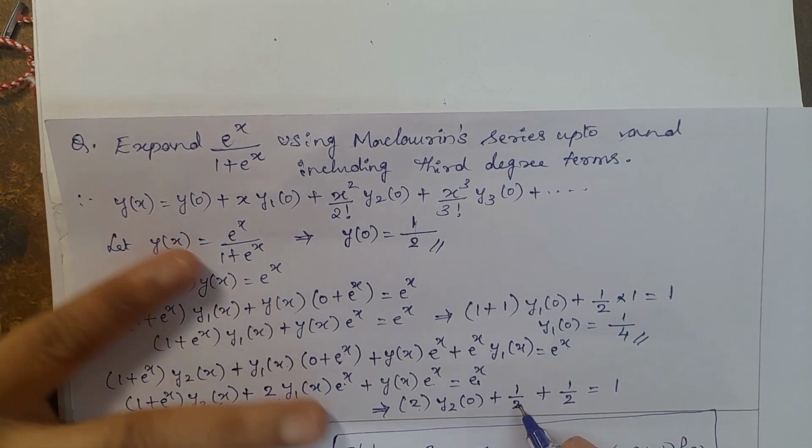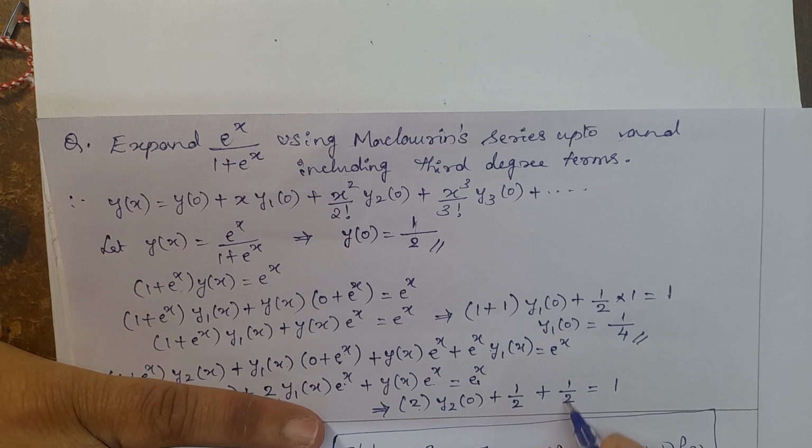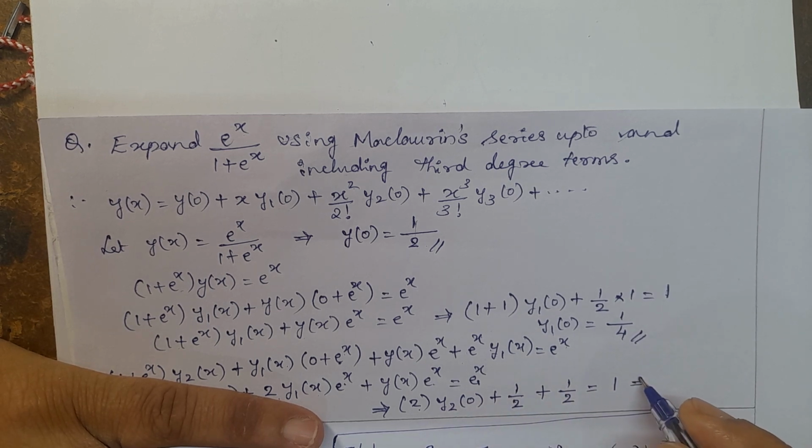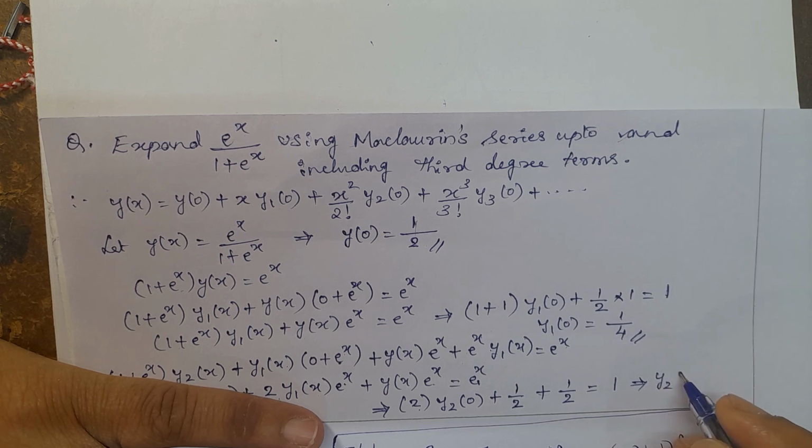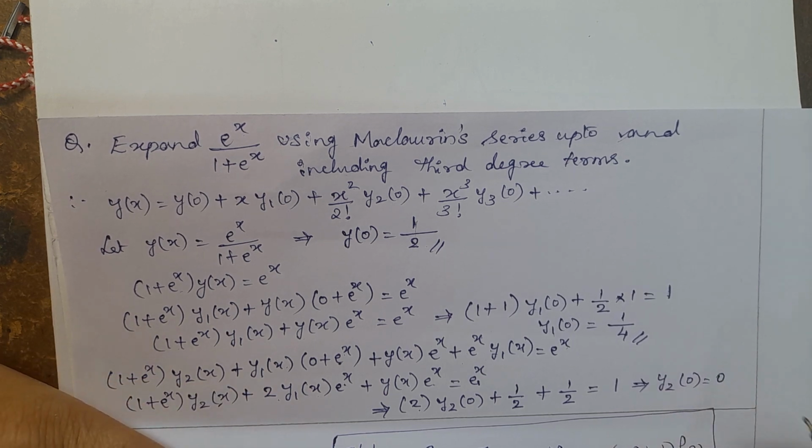So this is 1 by 2 plus 1 by 2 is 1. Plus 1 in the LHS and RHS 1 also, so the plus 1 on both sides gets cancelled. Then 2 y2 of 0 equal to 0, then y2 of 0 equal to 0. It implies y2 of 0 equal to 0.